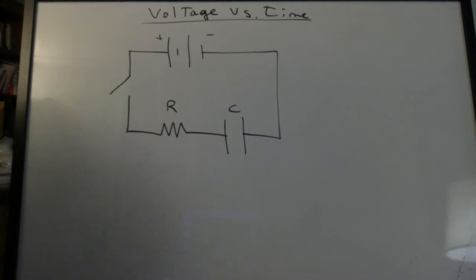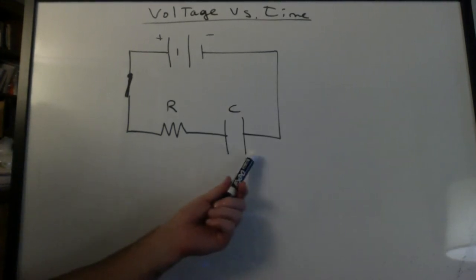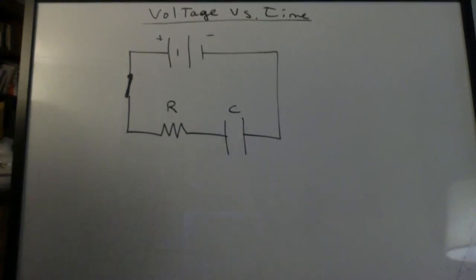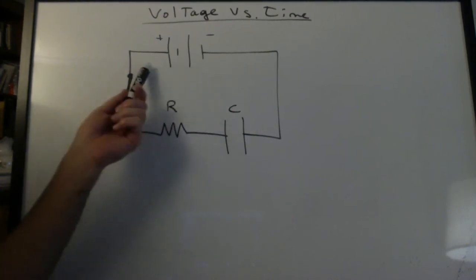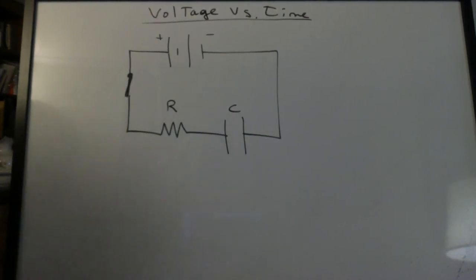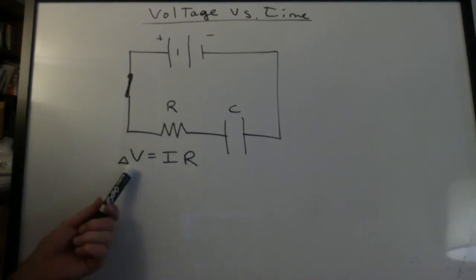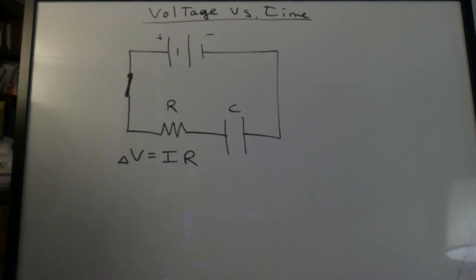Now in this example, we're going to look at voltage versus time. When we close the switch, which circuit element has the biggest voltage drop, the resistor or the capacitor? Well, since there's no charge on the capacitor, there's no electric field in here, there's no voltage drop. It's all occurring here. And that means whatever the voltage gain is on the battery, that's your voltage drop across here.